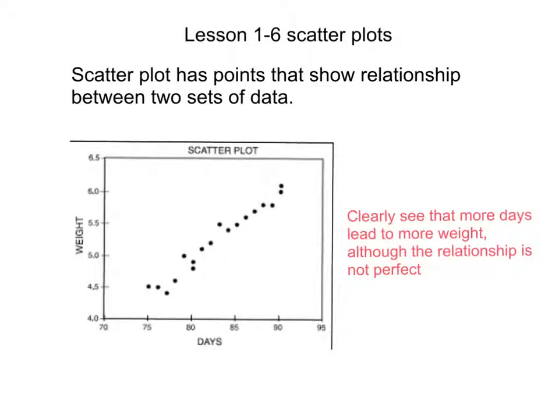Lesson 1-6, Scatter Plots. A scatter plot has points that show the relationship between two sets of data. This graph that you see here is an example of a scatter plot. The dots are scattered around the graph. Typically, you will see them in an area where they're close to each other, but sometimes the dots can be scattered all over the page. So it really just depends on the relationship, and we'll talk a little bit more about that later.